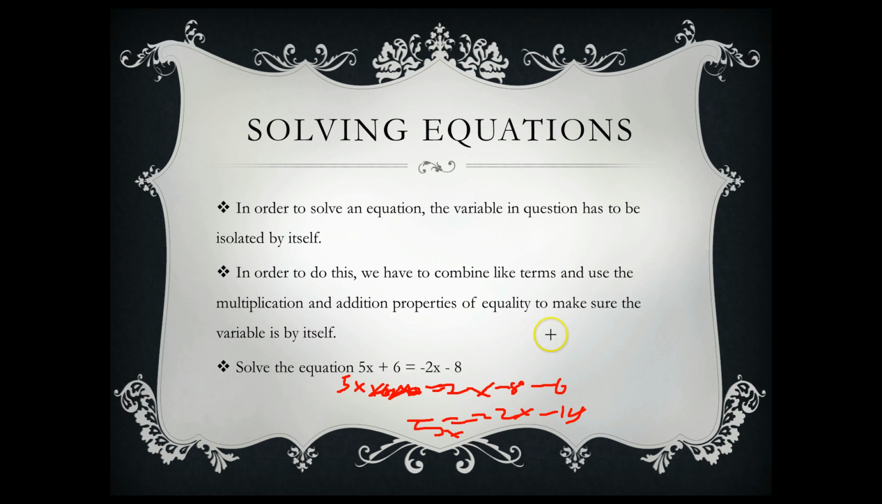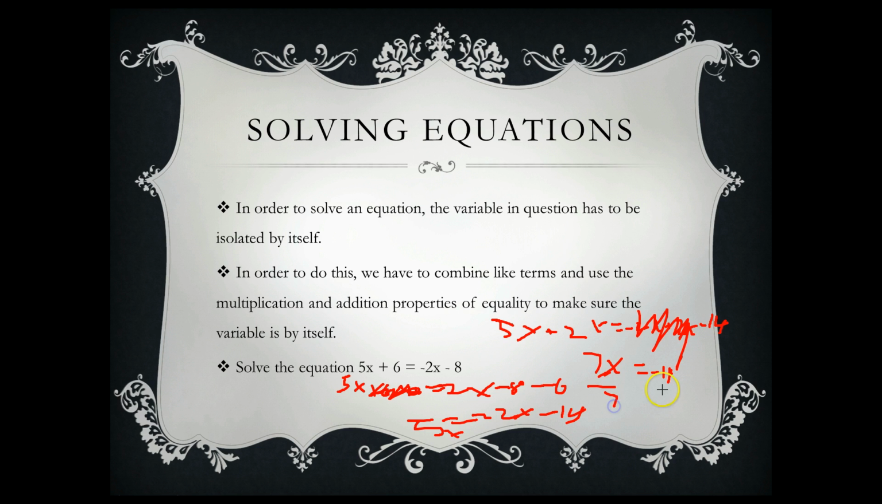So what we can do is add 2x to both sides. So 5x plus 2x is equal to negative 2x plus 2x minus 14. Negative 2x plus 2x is just 0, so these just go away. So we just leave negative 14 on this side, and we get 7x on the other side. So 7x is equal to negative 14.